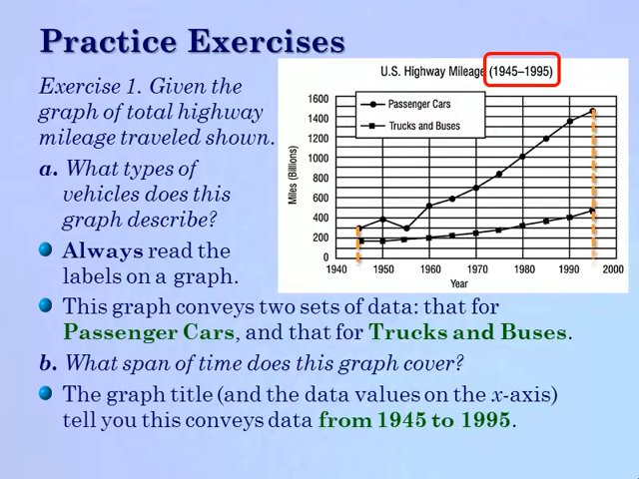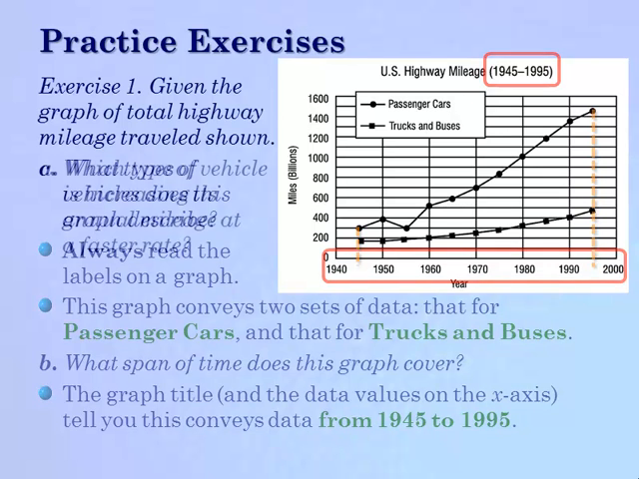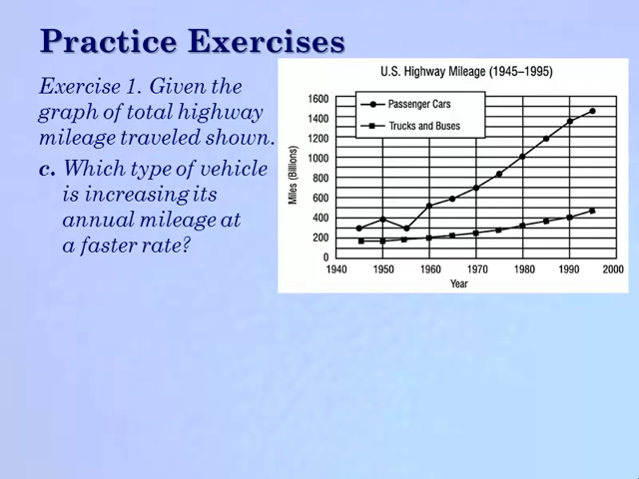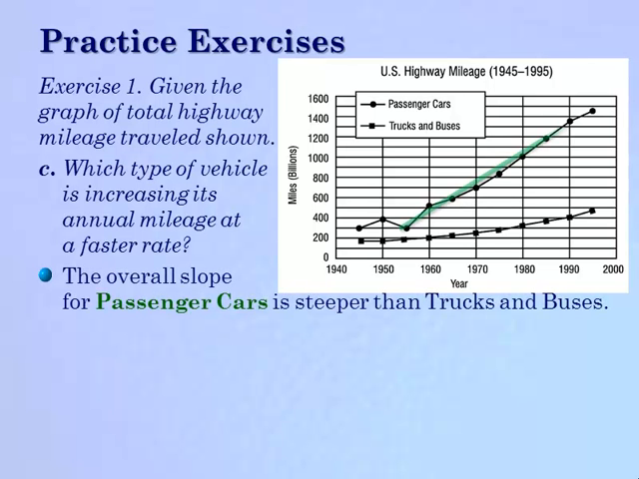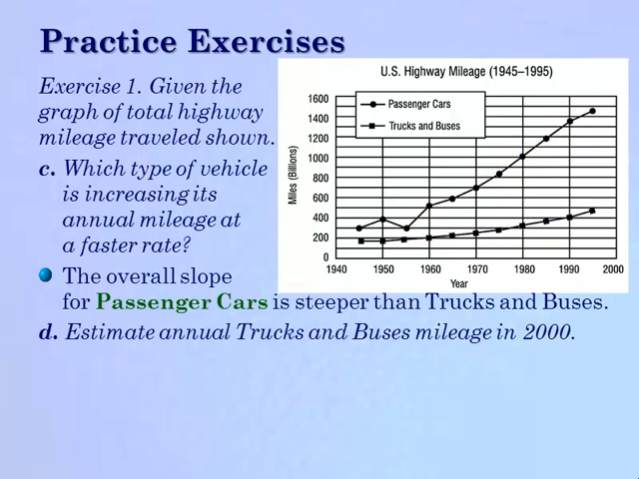And what span of time does this graph cover? Well, again, we look at the graph closely and we have two clues here. We have it in the title, and we also have it in the x-axis, which is the years for this data. So it's from 1945 to 1995 data. Next, which type of vehicle is increasing its annual mileage at a faster rate? So faster means it's rising more rapidly, right? It looks like the overall slope for the passenger cars is steeper than the trucks and the buses. So we would have to say that the passenger cars are increasing their mileage faster.